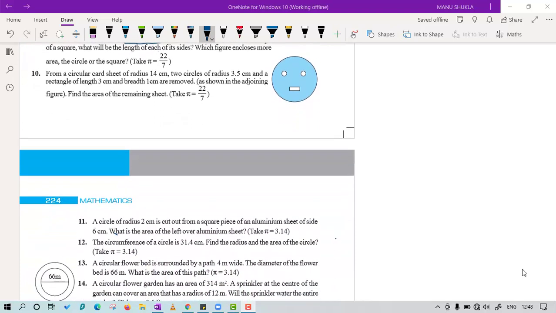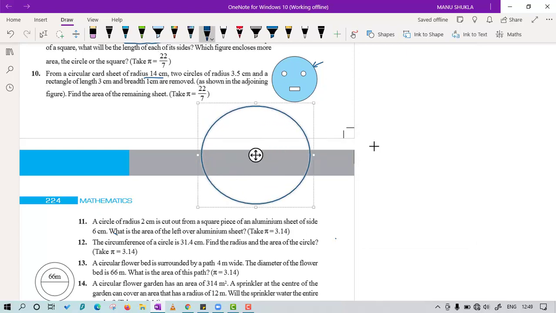Question number 10: From a circular card sheet of radius 14 centimeter. So this is the circular card sheet. Let me draw it again for you to make it easy. Suppose I take it like this. This is the main circular card sheet that is given to you. The center is O and the radius is R.